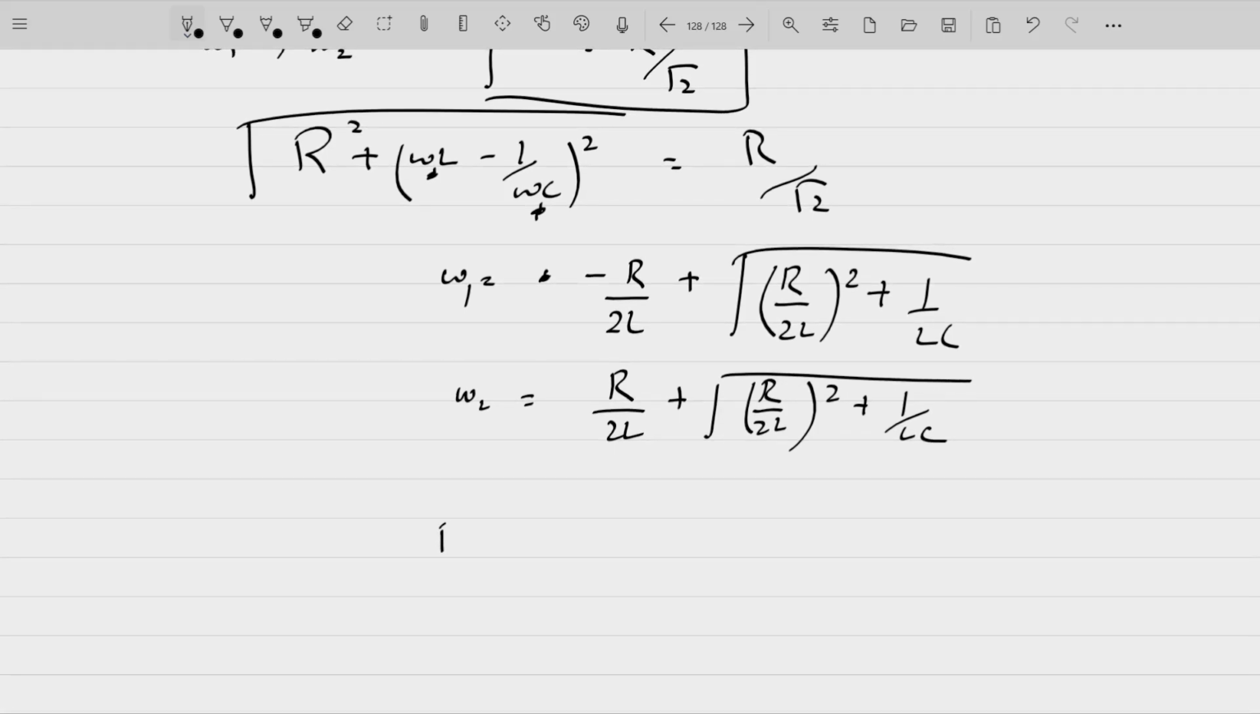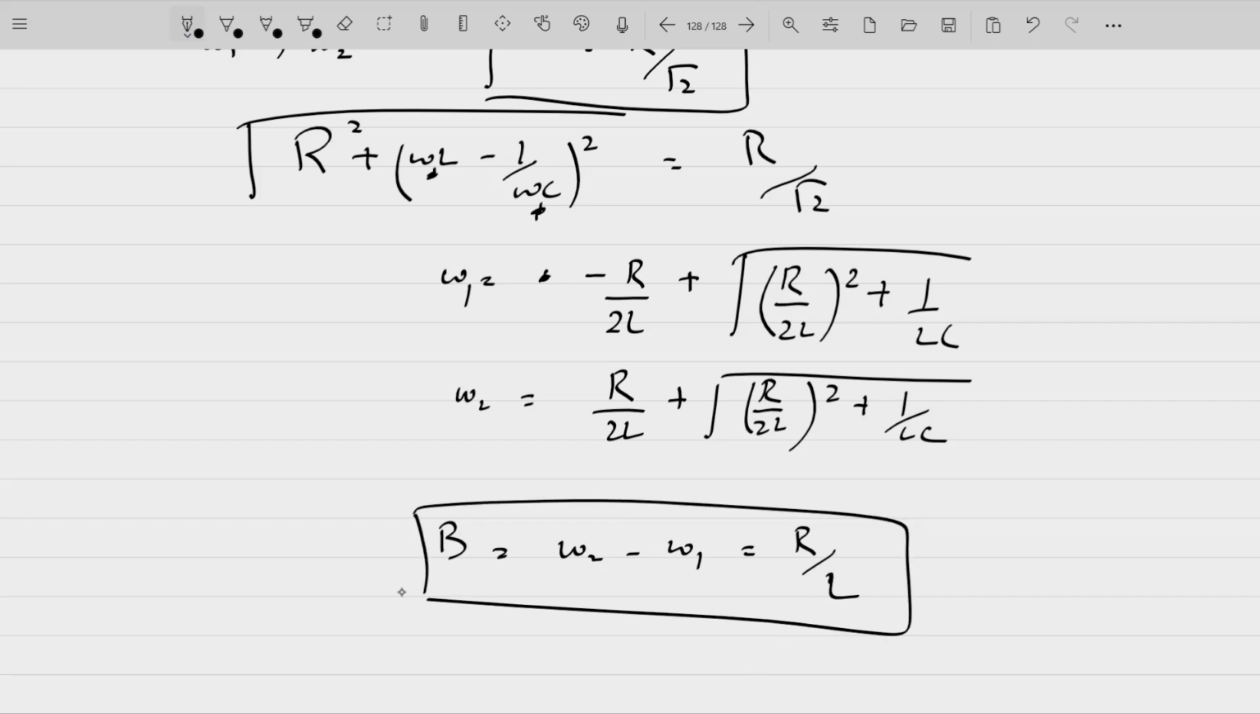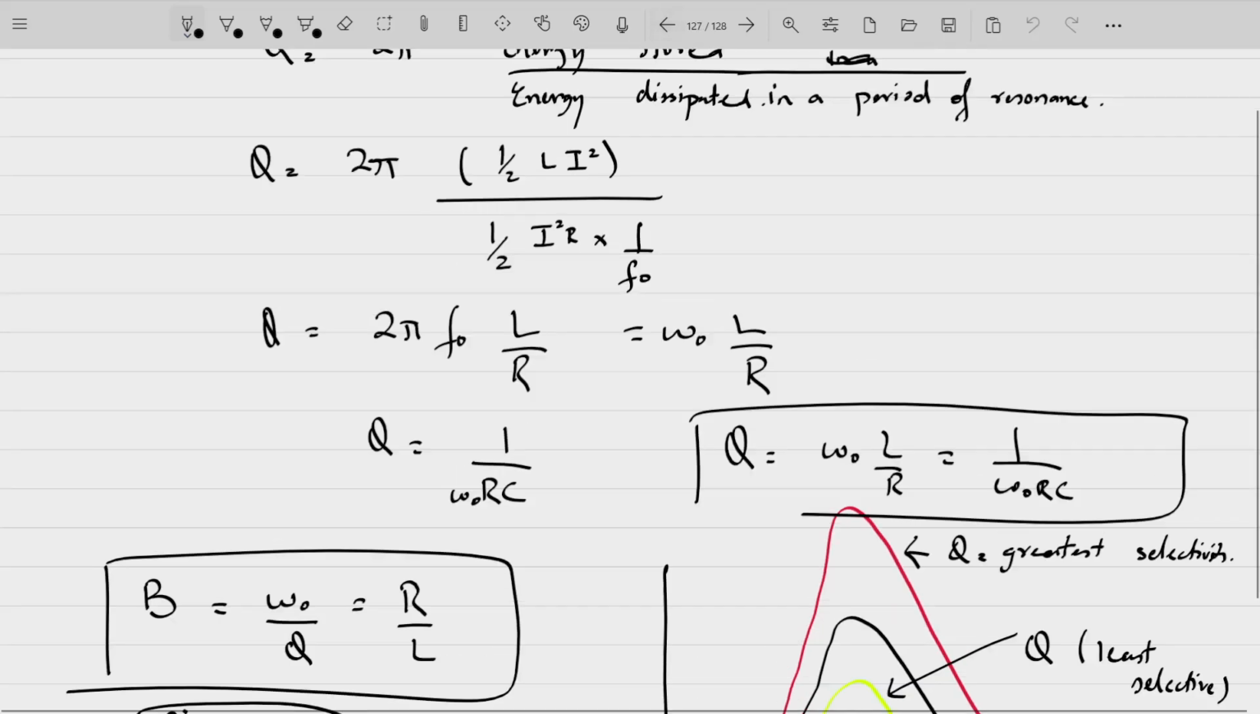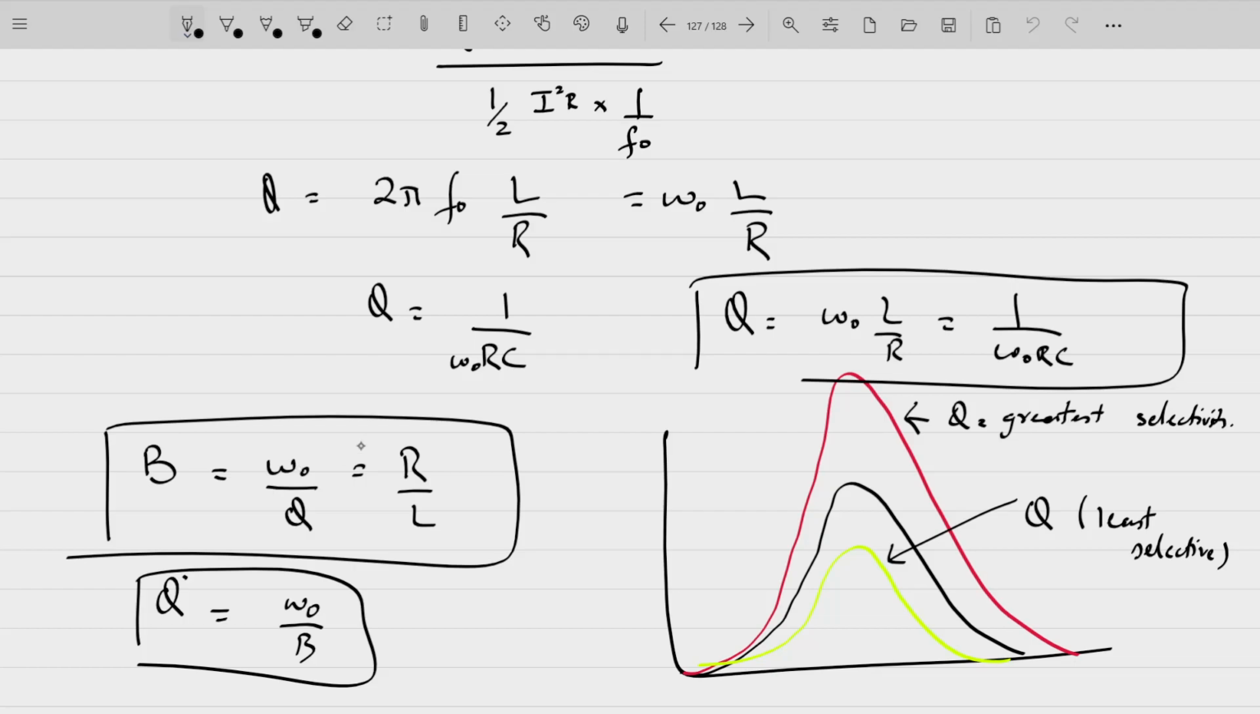Now bandwidth is simply omega 2 minus omega 1. So from here you can simply see that omega 2 minus omega 1 is equal to R divided by L, क्योंकि ये और ये कैंसिल आउट हो जाएगा. R by 2L plus R by 2L, that is equal to R by L. Since bandwidth is equal to R by L and we know that Q is equal to omega naught L by R, you can simply say that omega naught by Q is equal to bandwidth of the system.